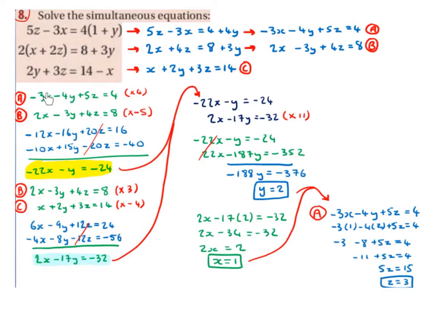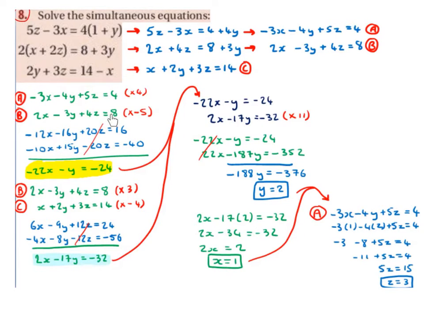So I'm going to multiply equation A by 4. Minus 3x by 4 is minus 12x. Minus 4y by 4 is minus 16y. 5z by 4 is 20z. 4 by 4 is 16. Now I'm going to multiply equation B by minus 5. 2x by minus 5 is minus 10x. Minus 3y by minus 5 is plus 15y. 4z by minus 5 is minus 20z. 8 by minus 5 is minus 40.